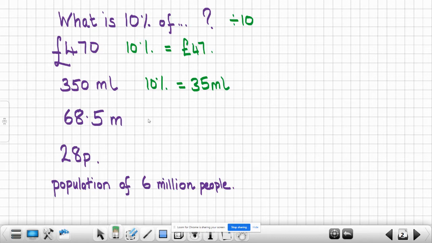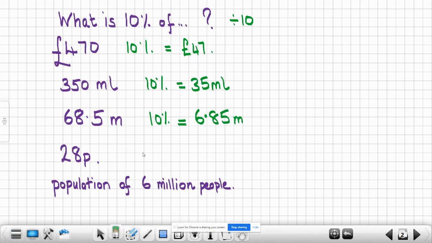68.5 metres. 10%, and you can pause this video at any time if you want to do it yourself and then start playing to check your work. 68.5, 10% is going to equal 6.85 metres. And it doesn't matter that here we've got just one digit after the decimal point. When we divide by 10, everything's going to shift just in the same way. So we end up with 6.85.